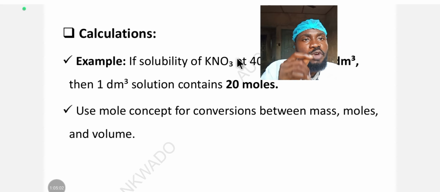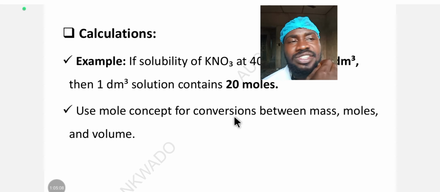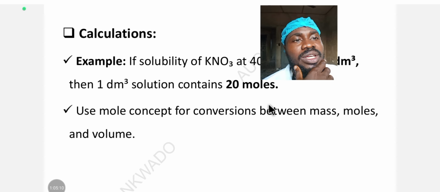After looking for the molar mass of the whole compound, you divide by the smallest to get the mole. Very, very easy. When we start doing the calculations, you are going to see how easy these are.